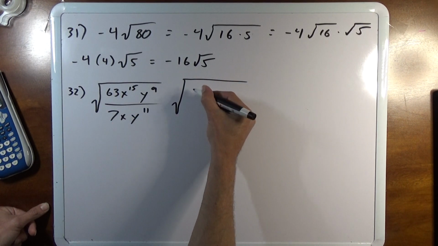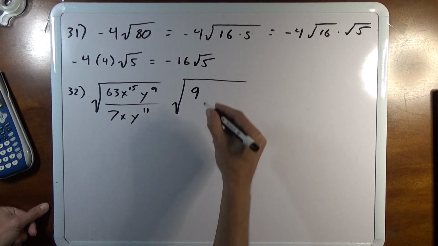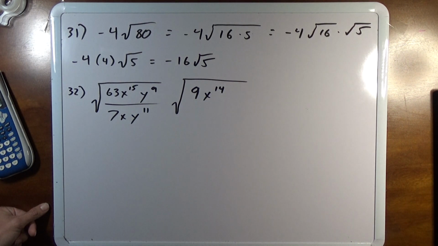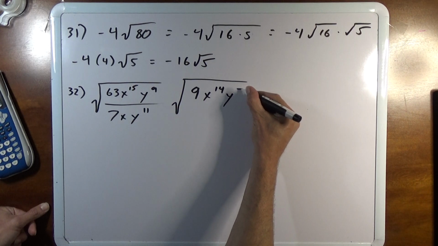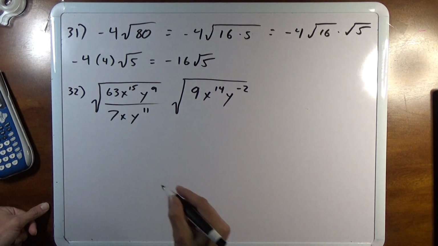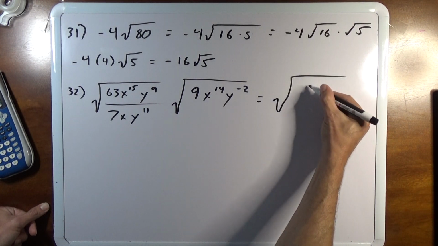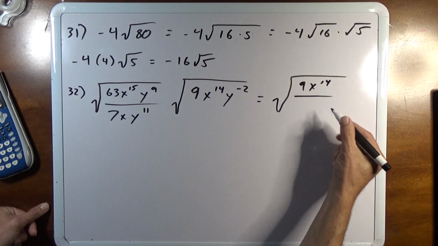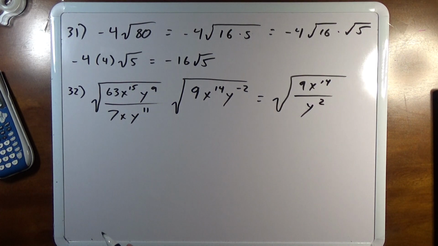63 divided by 7 is 9. x to the 15th divided by x to the 1st is x to the 14. And then y to the 9th divided by y to the 11th is y to the -2. So let's rewrite that a little bit. There's a couple ways to do this. 9x to the 14 over y squared. So I'm writing the negative exponent as a fraction.